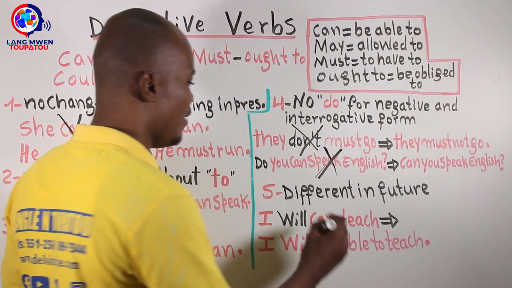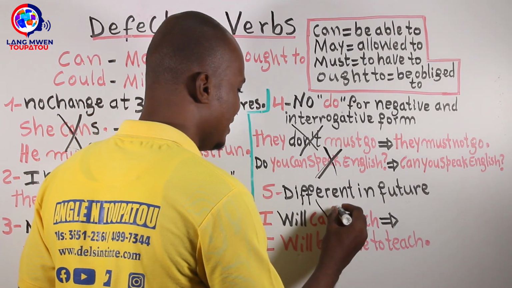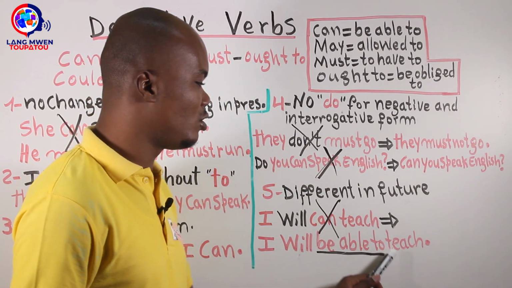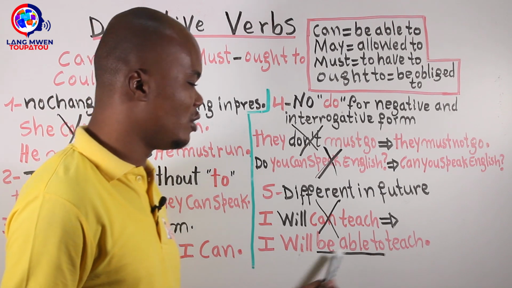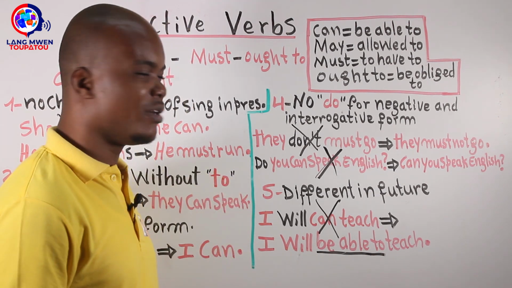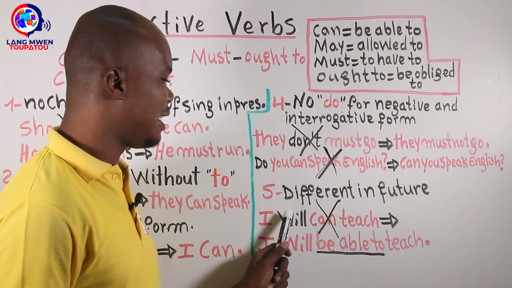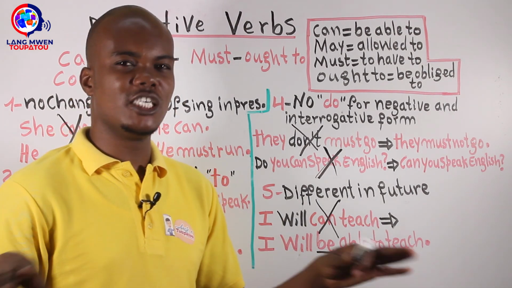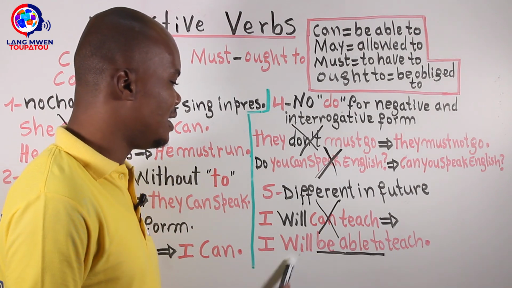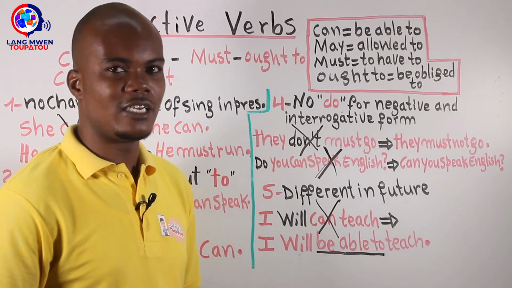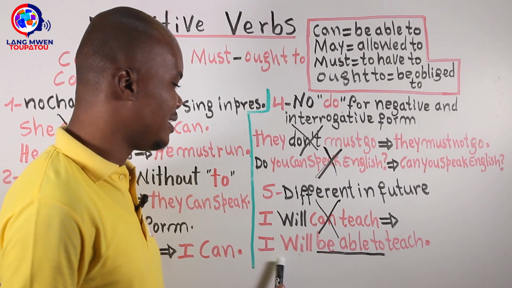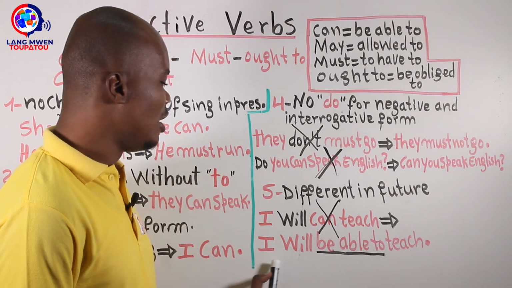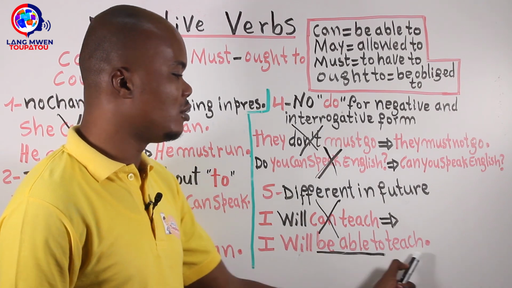What to say? If you cannot say that, you use to be able to. Use the expression to be able to, instead of using can. You cannot say that, or I am going to can. No, you cannot say that. You say I will be able to teach.